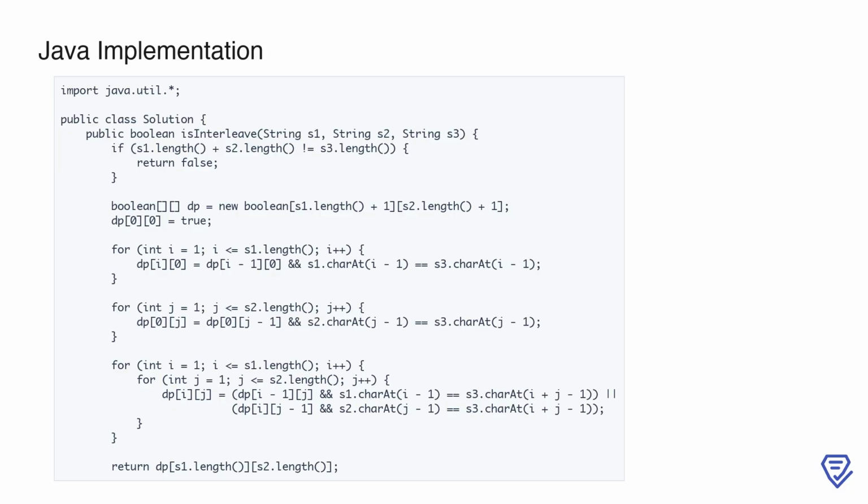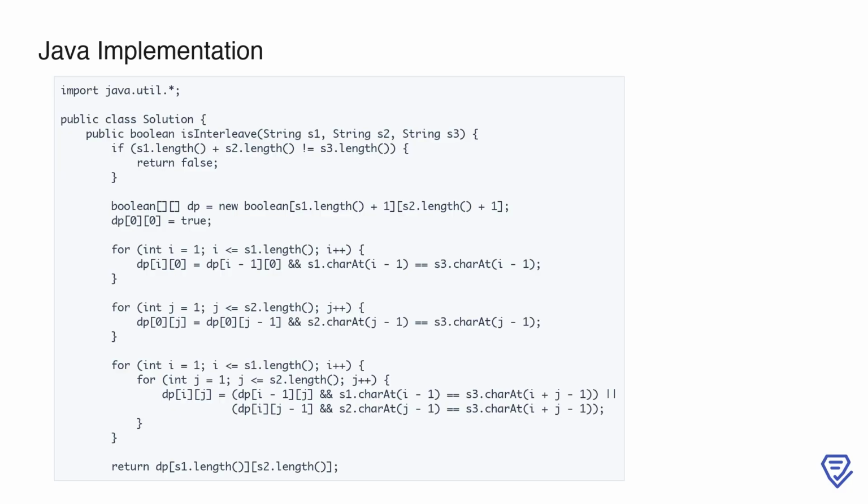If the combined lengths of S1 and S2 do not match the length of S3, we can immediately return false since it's impossible for them to interleave. Next, we initialize a 2D Boolean array DP where DP[i][j] will represent whether the first i characters of S1 and the first j characters of S2 can form the first i plus j characters of S3. We set DP[0][0] to true because an empty S1 and S2 can trivially form an empty S3.